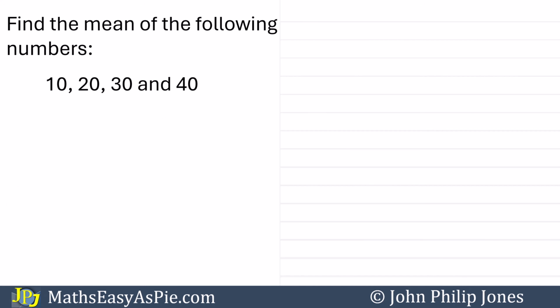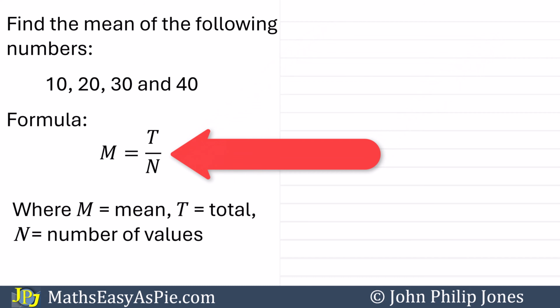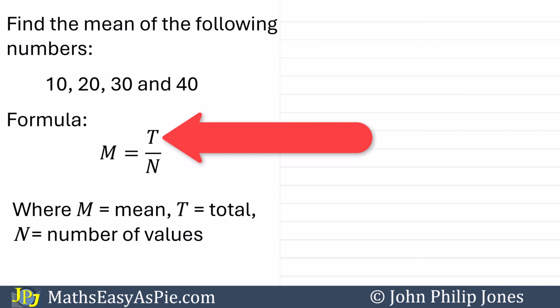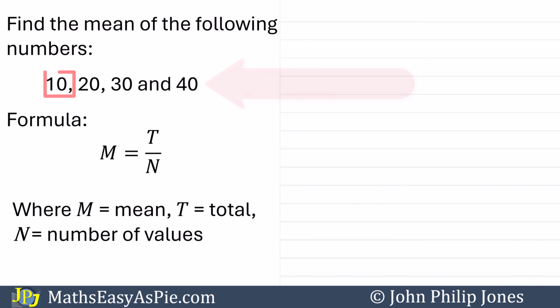I've repeated the question here, and we need to know how to find the mean. You can use the following formula, where we have m equals t over n, where m is the mean and t is the total of all of the numbers added up, and n is the number of values you've got. And of course, you've got 4. You've got the 10, the 20, the 30, and the 40.